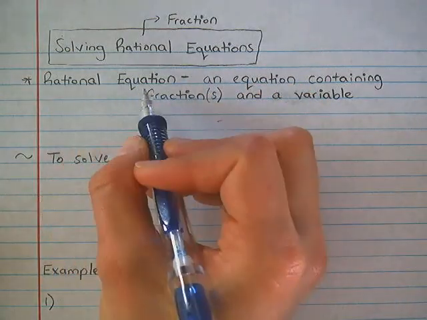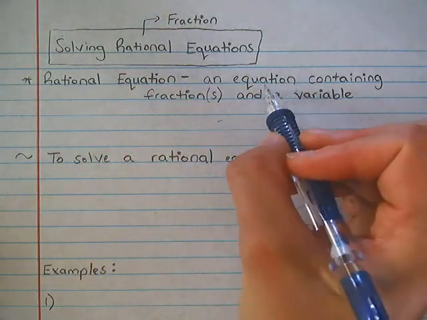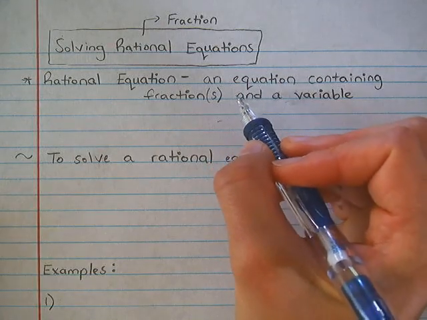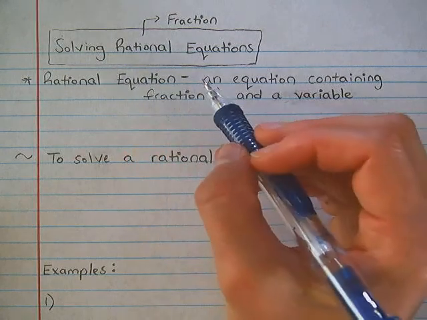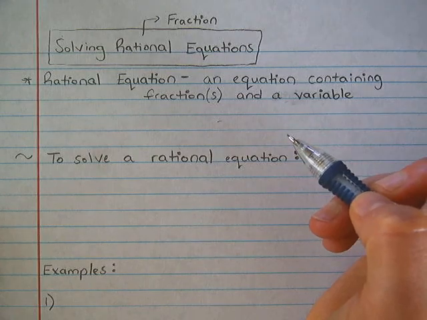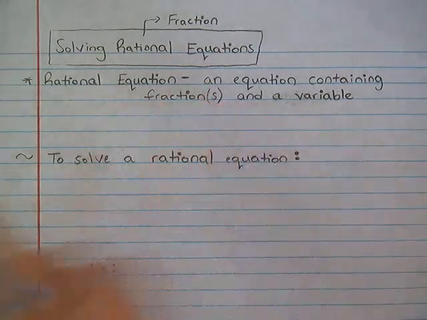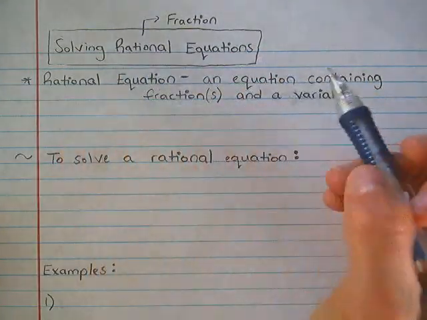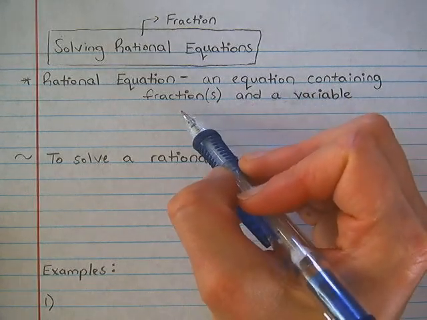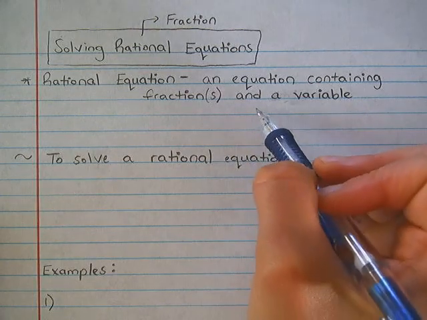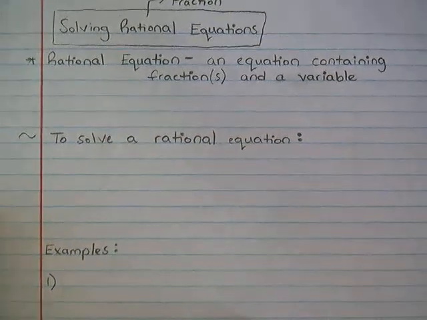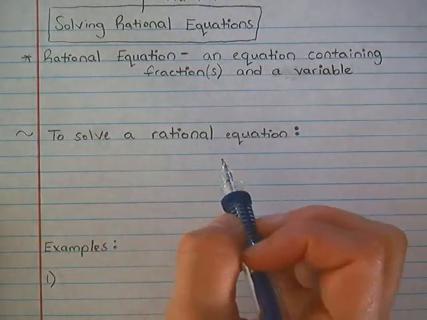So the definition of a rational equation: remember, an equation is an expression that has an equal sign in it. When you have to solve it, your goal is to get x by itself, or whatever variable it is by itself. So when you're solving a rational equation, you're solving an equation that has fractions in it, and it could just have one fraction. And it's going to have variables in it, and your goal is to solve it. So how do you solve a rational equation?